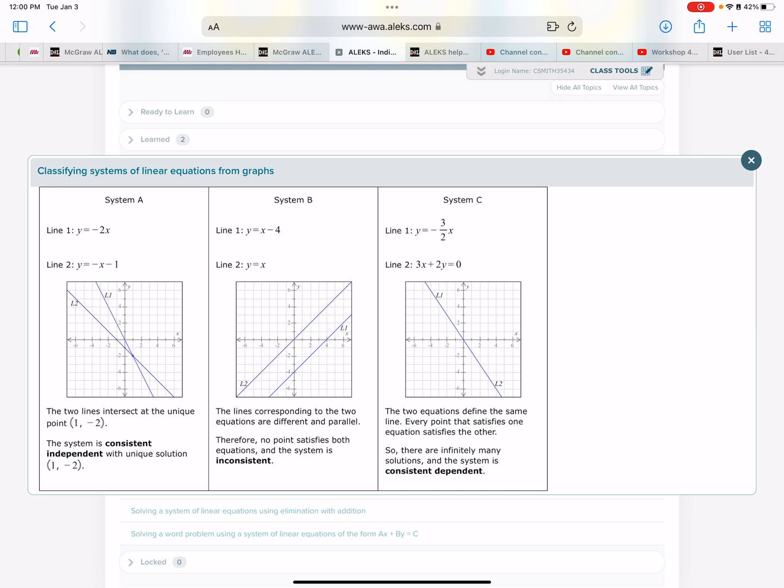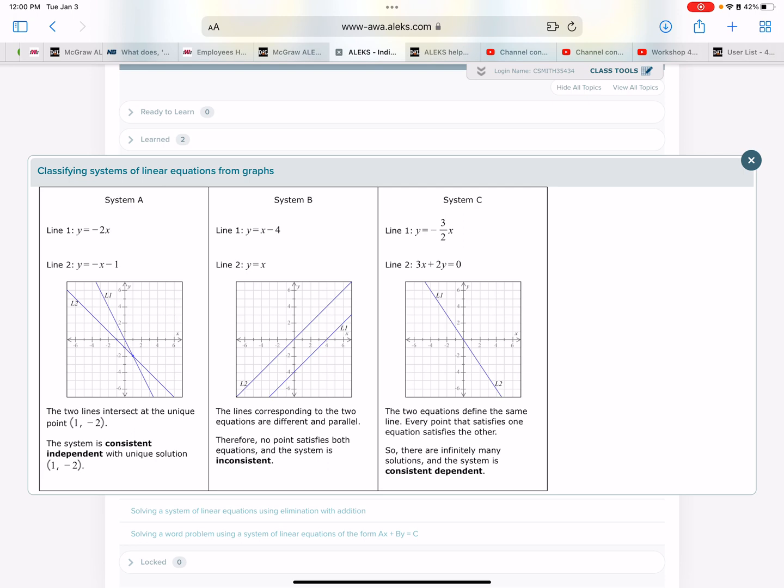Finally, system C, they're consistent because they cross. Where do they cross? Everywhere. Well, it has to be the same line, so we call them dependent. In order for them to be the same line, they're dependent because if line 1 has a 3, 4 in the solution, so does line 2. If line 2 has a solution of maybe the point 10, 7, then line 1 also has to have it, so they're dependent on each other.